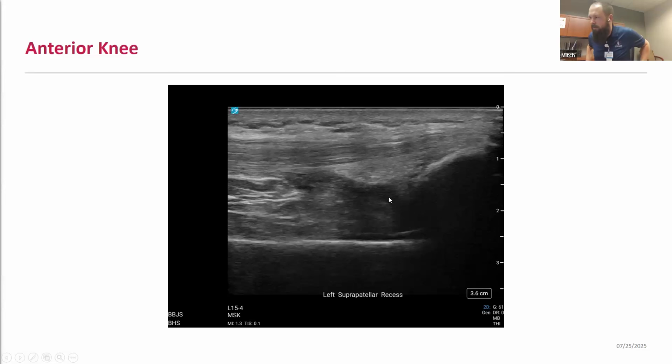Typically, simple synovial fluid will be anechoic in appearance. And so any hypoechoic, isoechoic compared to the surrounding fatty tissue can be an indication of complex fluid within the knee. Or if you're seeing that it's not compressible and you're getting Doppler flow in this area, you may be looking at some synovial hypertrophy. But this is the typical long axis image that you'll get of that suprapatellar recess.